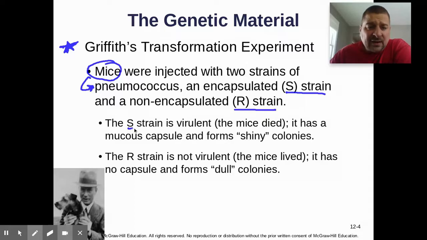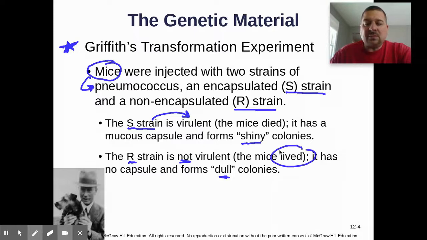The S strain was virulent, which means it killed the mouse. We called it S for smooth because it had a gelatinous coat around the colonies or a shiny appearance, whereas the R strain, or rough strain, did not. So they were more dull or rough, and those were not virulent. The mice lived.